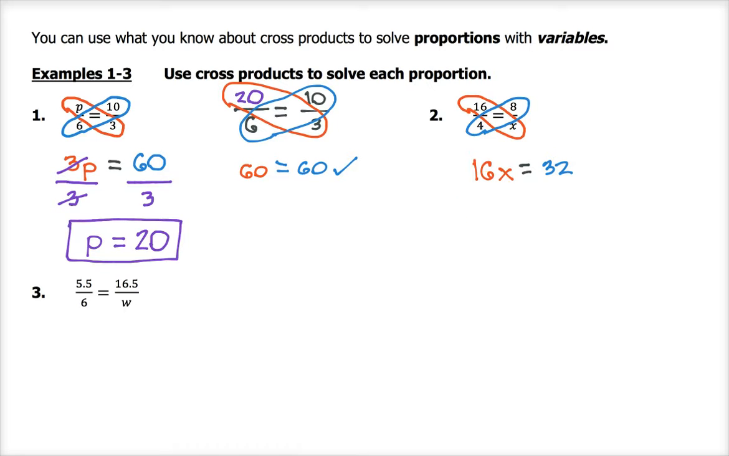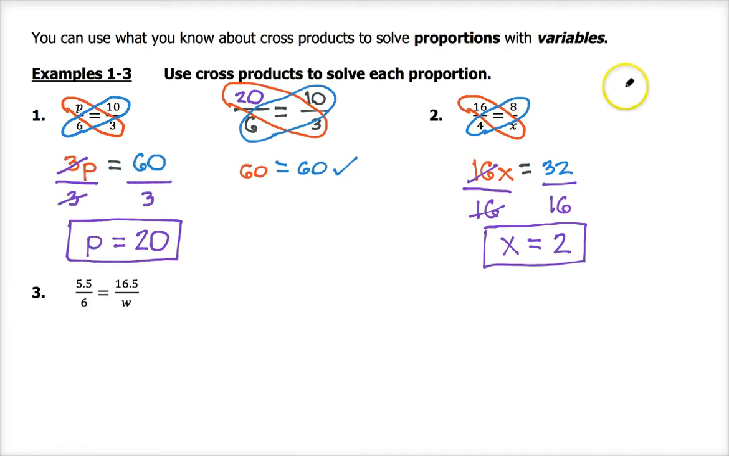Next, I'm going to divide both sides of this equation by 16, and that undoes my multiplication here on the left side. 16 divided by 16 is 1, so I'm just left with x. And then 32 divided by 16 is 2. So I get x equals 2 as my answer here.